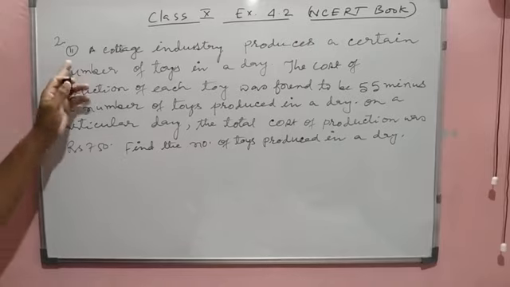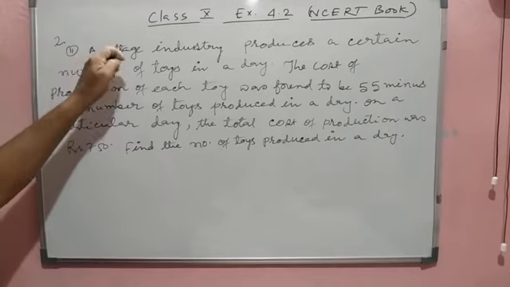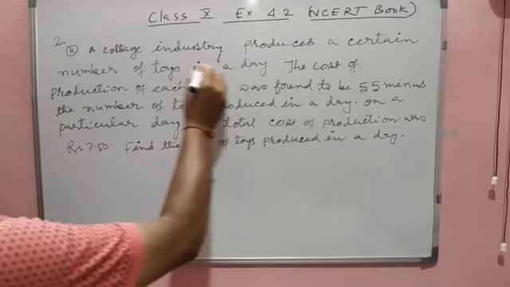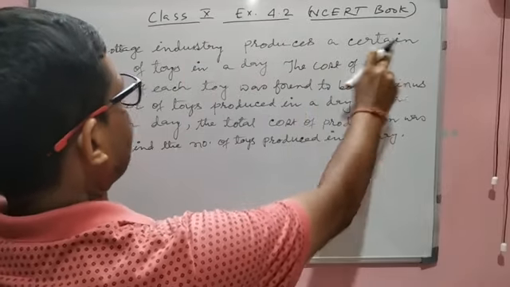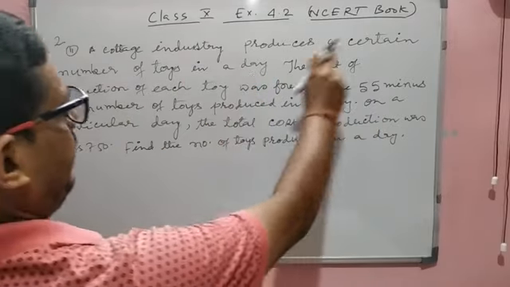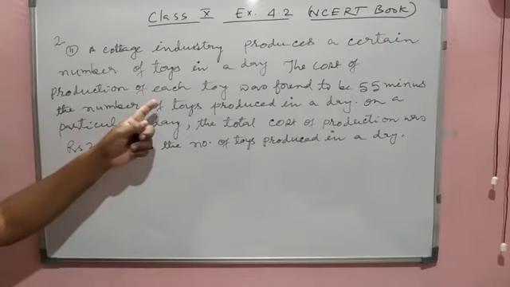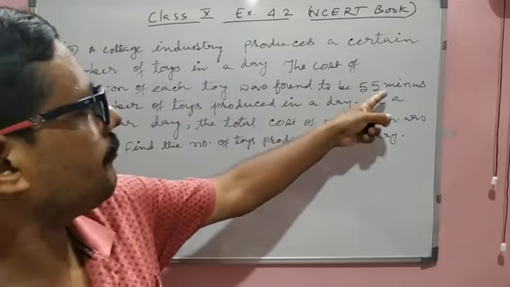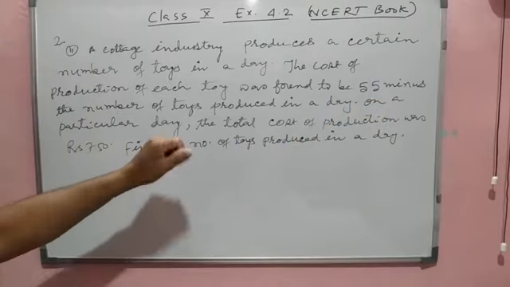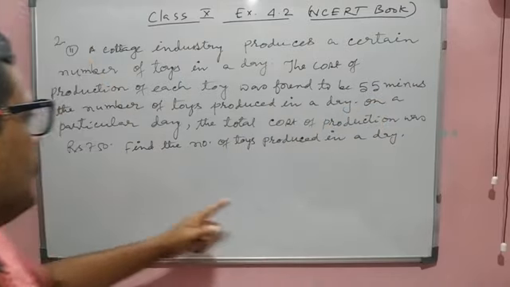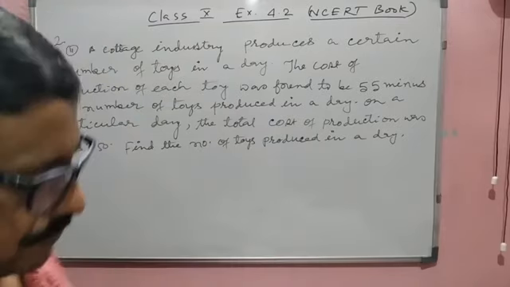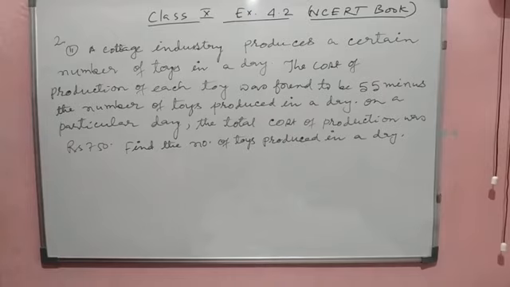Now question number 2, that is example 1.2, sub number 2. A cottage industry produces a certain number of toys in a day. The cost of production of each toy was found to be 55 minus the number of toys produced in a day. On a particular day, the total cost of production was rupees 750. Find the number of toys produced in a day.